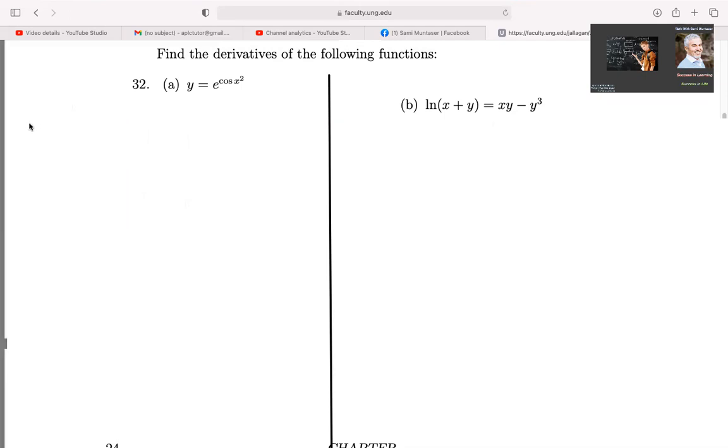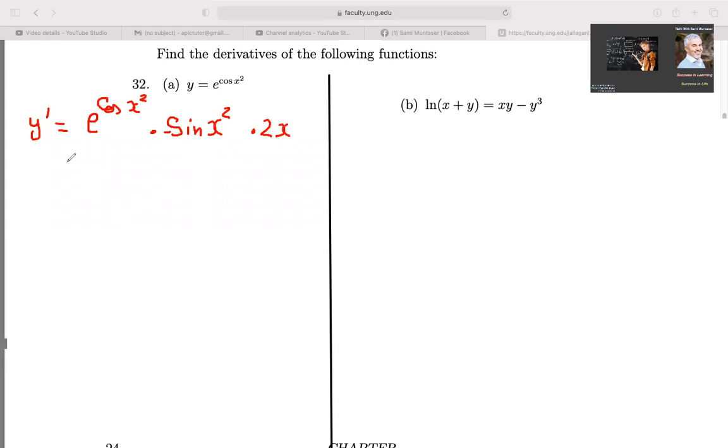So dy dx or y prime here would equal the derivative of e to the power of anything is just going to be itself, e to the power of cos x squared. And the power rule now tells me to take the derivative of the cos x squared. So I do the cos first. So cos will be negative sine x squared. And then I go to the x squared and take the derivative of that as well, 2x.